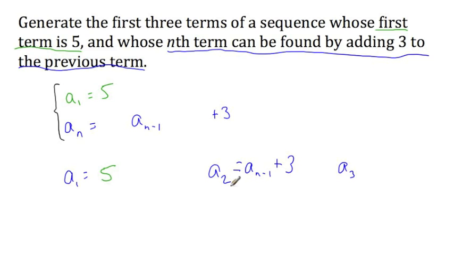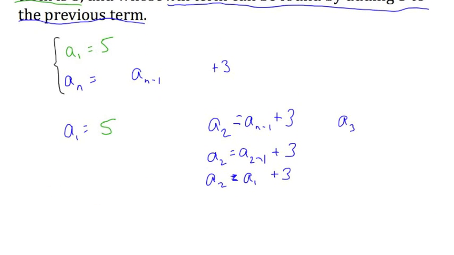Now, n is the term number that you're on, so n is 2 here. So a sub 2 equals a sub, since n is 2, it's 2 minus 1, plus 3. A sub 2 equals, 2 minus 1 is 1, so this is a sub 1 plus 3. And now we should look for a sub 1. A sub 1 is 5, so I can substitute. A sub 2 equals a sub 1, which is 5, plus 3. And 5 plus 3 is 8, so a sub 2 equals 8.